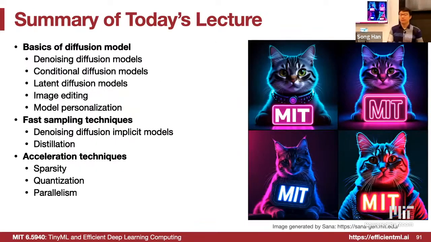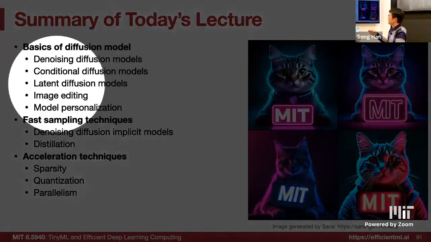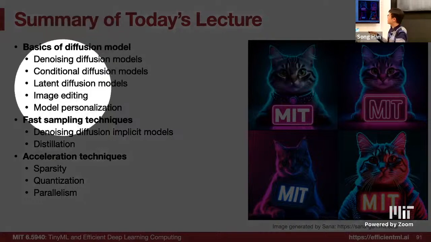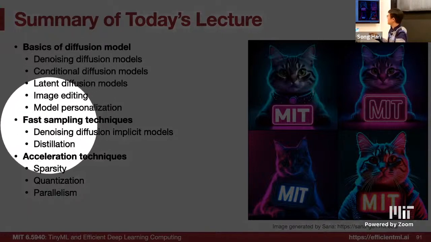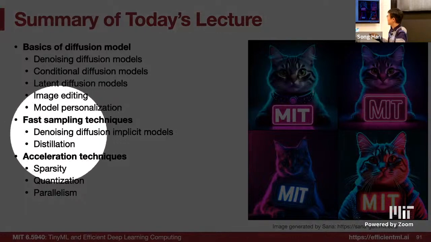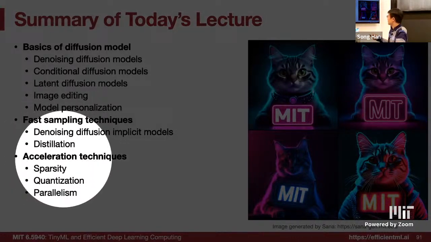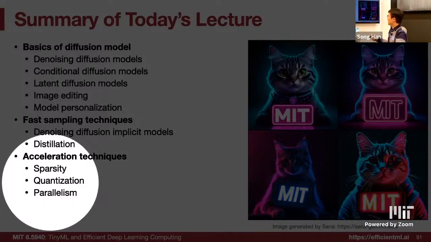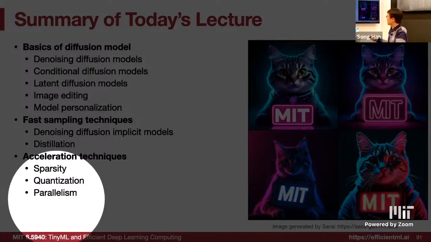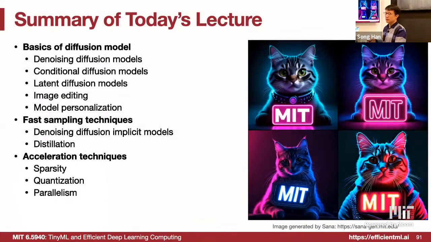All right, so here's the summary for today's lecture. We first introduced the basics of diffusion models, and then we talked about how to add conditions, how to diffuse in the latent space, including using deep compression autoencoder to compress the tokens, and how to perform image editing and personalization. And then we talked about fast sampling techniques, DDIM, and distillation, together with acceleration techniques using SIGE, the spatial sparsity, the SVD quantization technique, and also distributed diffusion by using parallelism.